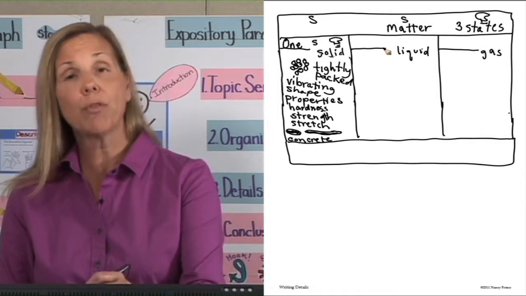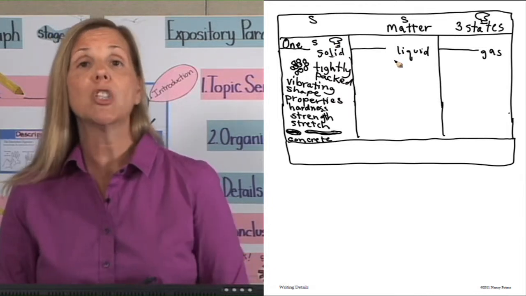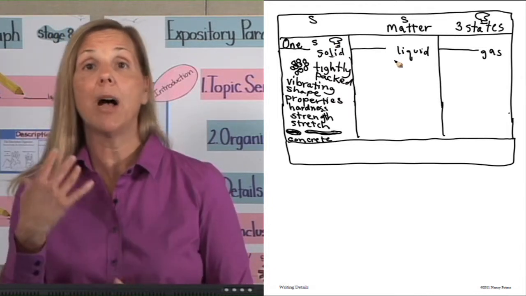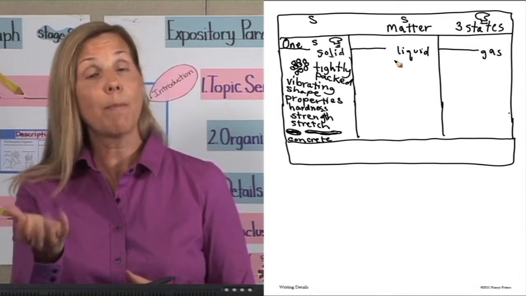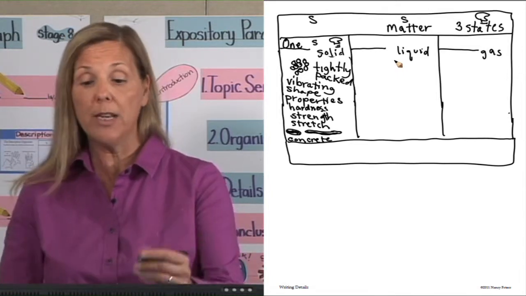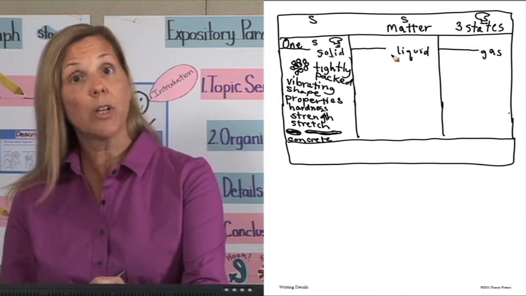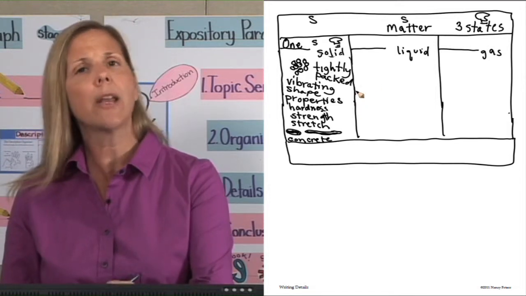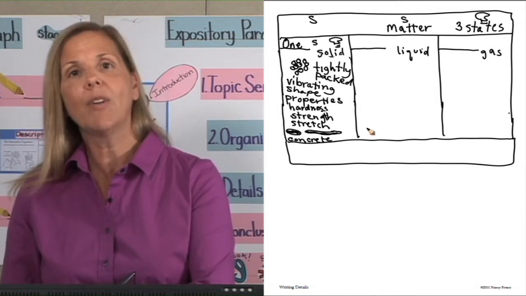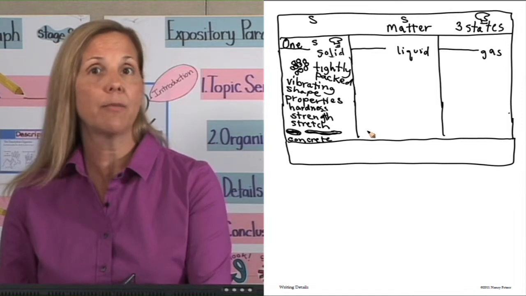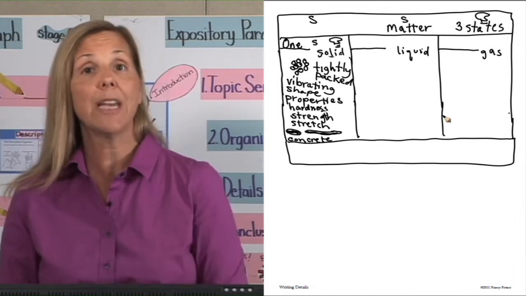I now would go over to liquid, and what would I do? I would start my sentence where I would have my subject, another state of matter is liquid. Then I would describe what a liquid looks like, tell more about it, the properties of a liquid, and finally probably give some examples of different types of liquids. And I would do the same with gases.